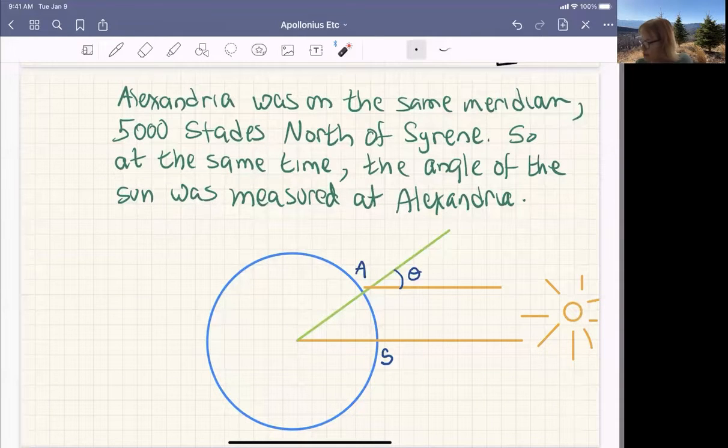Meanwhile, now here's the thing, the sun is so far away that these lines are effectively parallel. They're not exactly parallel, but the difference is so small you can't measure it, so they're regarded as being parallel. So basically he's measuring this angle. It's the angle between what he views as straight up versus where the sun is.